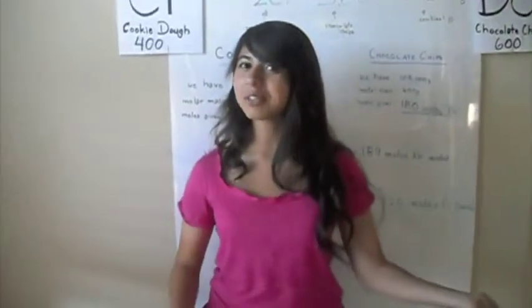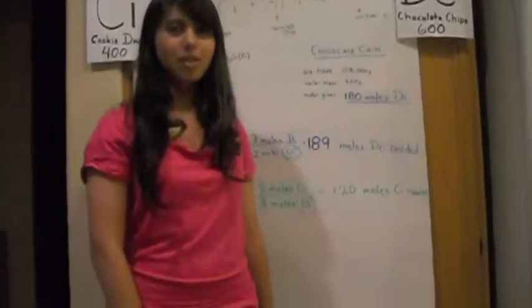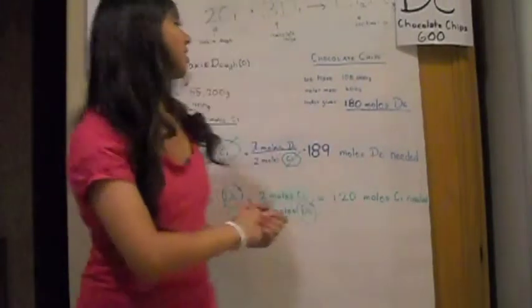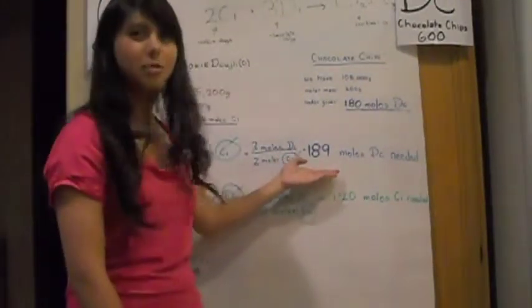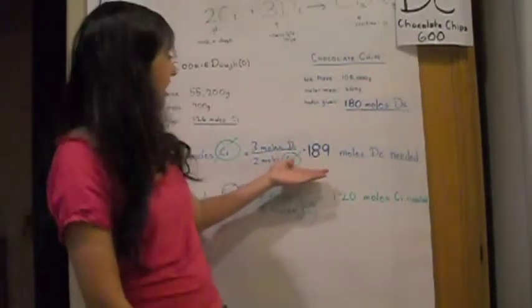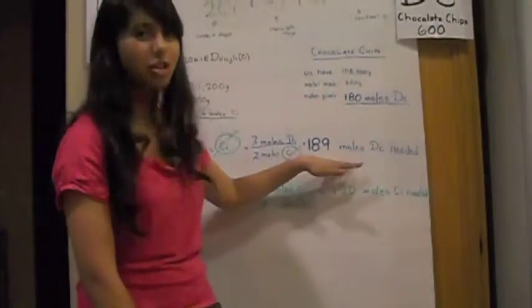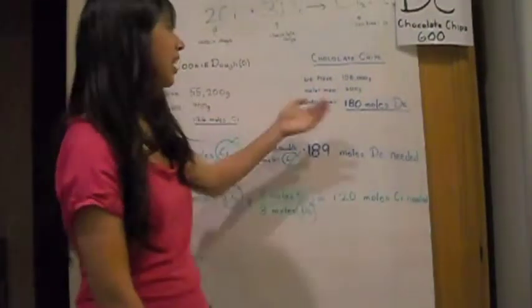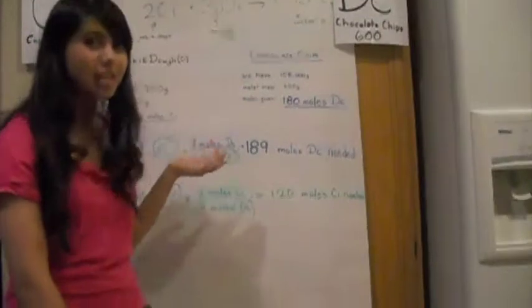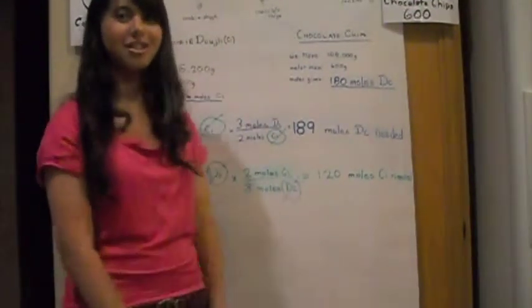Okay, so all the crazy math is over. So now all we need to do is compare the numbers. Now to compare the numbers, we have to find the one that's too big. From the information that we have, you can see that we need 189 moles of chocolate chips. However, we only have 180, thus making chocolate chips the limiting reactant because it runs out first.